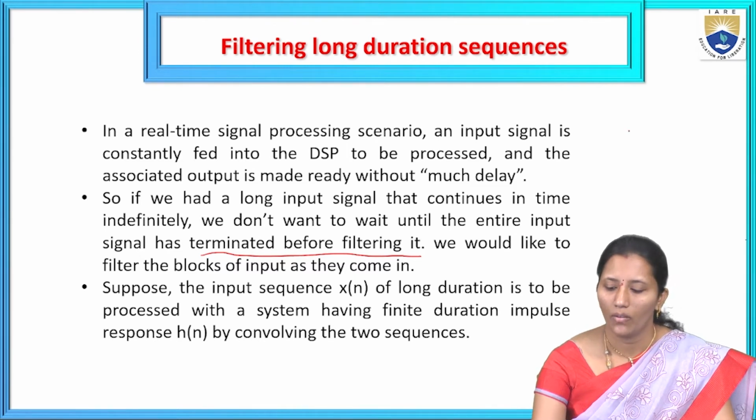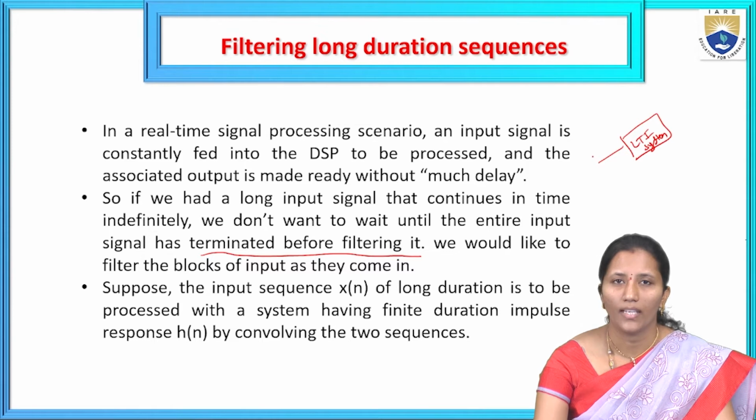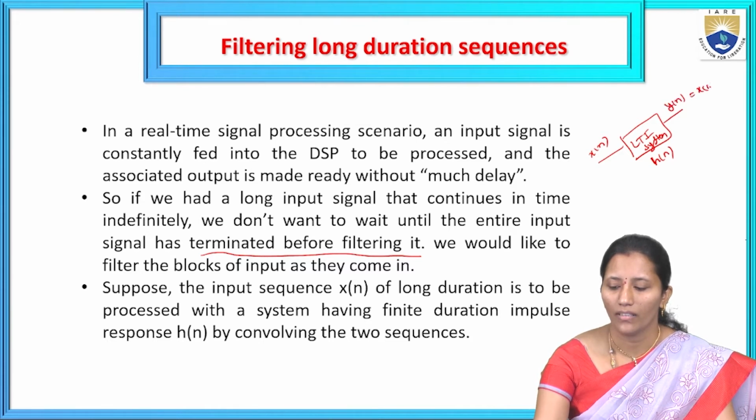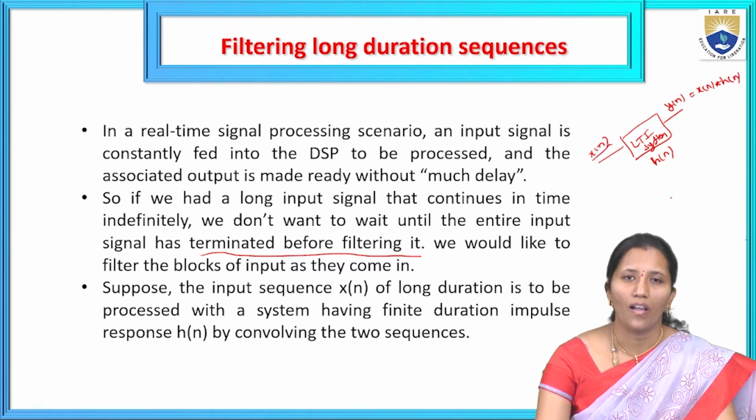Here we already know the LTI system. For the input x of n, and the impulse response of the system h of n, the output response will be x of n convolved with h of n. If x of n is a long duration input and we want to convolve it with the short duration h of n, then it will be a time delay process.